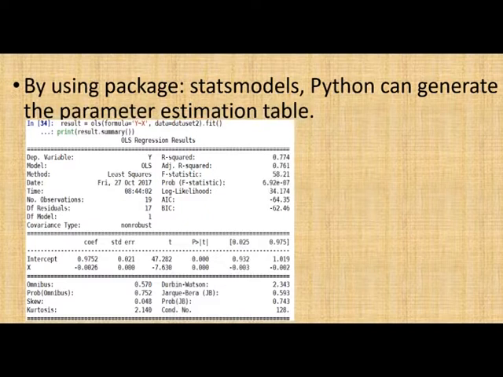According to what we have learned in SAS, regression results should have a parameter estimation table and ANOVA tables. To generate these tables, we need to import new packages in Python. By using the package statsmodels, Python can generate the parameter estimation. Here are the steps.